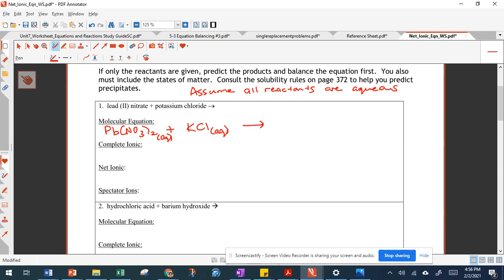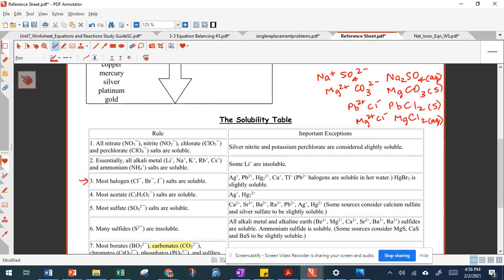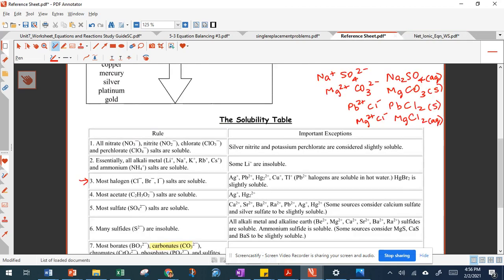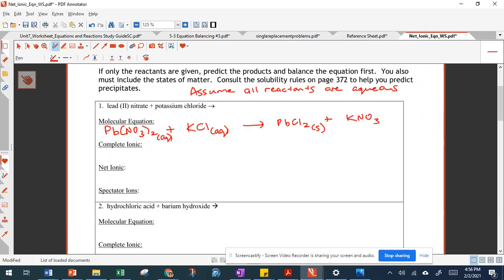Okay, so we're going to do the crisscross method. Lead will keep its +2 charge and it will end up with chlorine. And then potassium will end up with nitrate. Okay, so we just saw from this that lead II chloride is a solid, so it's going to be a precipitate. Potassium nitrate, if we look at it, potassium is an alkali metal. Actually, the first rule applies. We have a nitrate salt. We don't have an exception, so this means it's soluble, so it's aqueous.